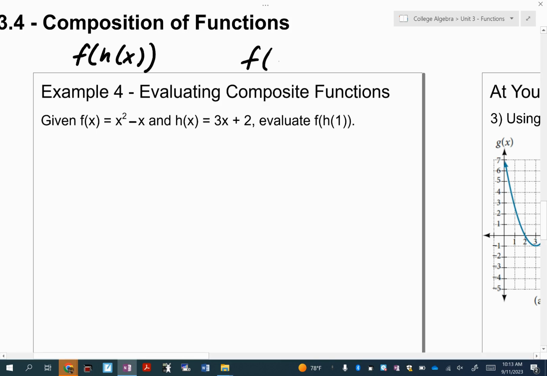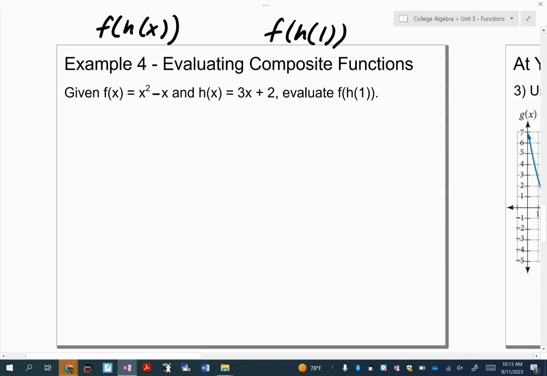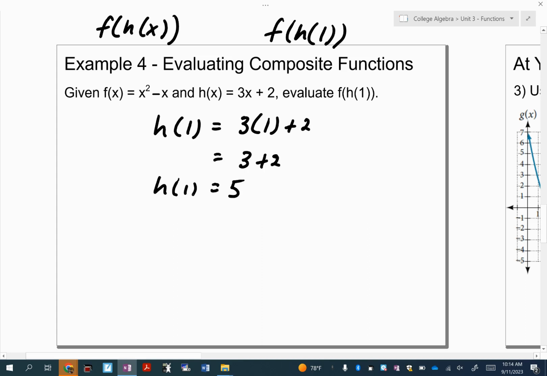But if you're given a number instead of x, so this is f of h of 1, I first think of this as ignoring the outside function and doing h of 1. So you'll notice I haven't done anything with f yet. So let's do h of 1 like we did a few lessons ago. So 3 times 1 is 3. 3 plus 2 is 5. So this is h of 1.